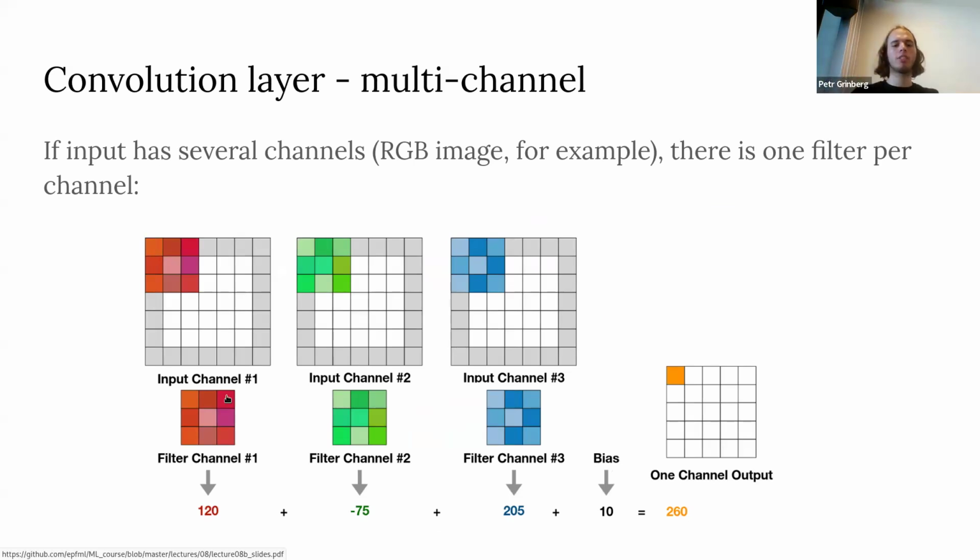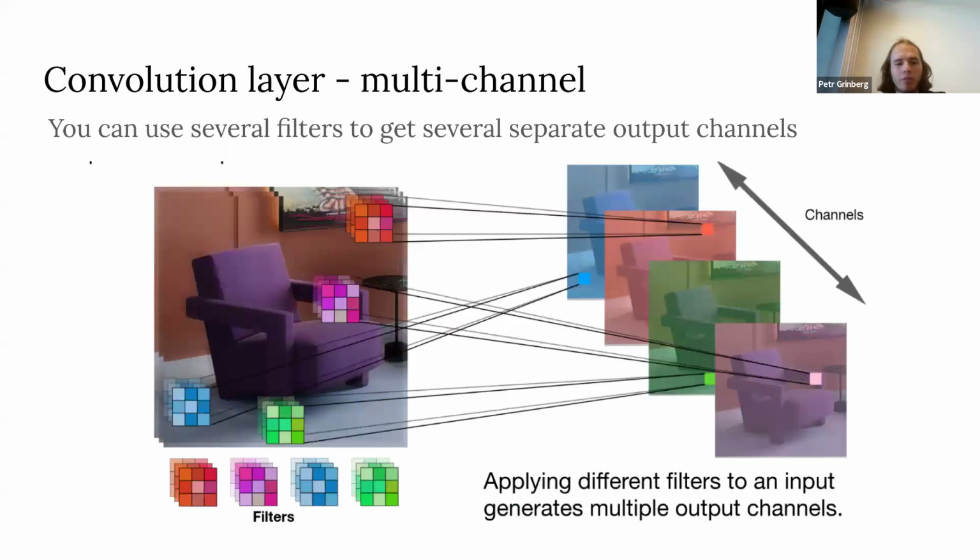And all these filters will be applied to their own channel. The result will be summed, and your output will have only 1 channel. If you want to have multiple output channels, you just add more filters.